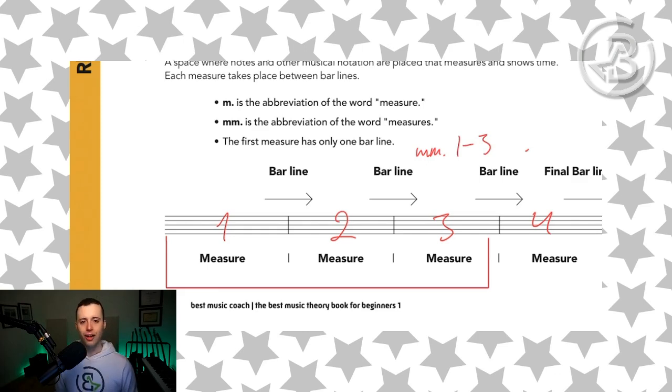All right. Those are bar lines, the 3 different types of bar lines, regular, double, and final, as well as measures. Remember, there's no bar line on the left side of the first measure. At the start of the first measure, there's never a bar line.